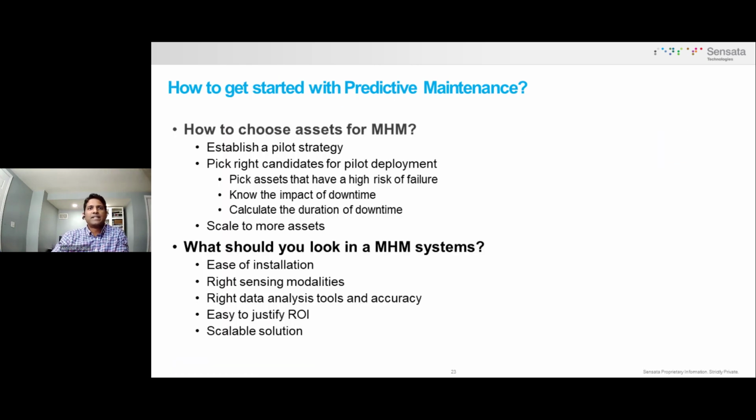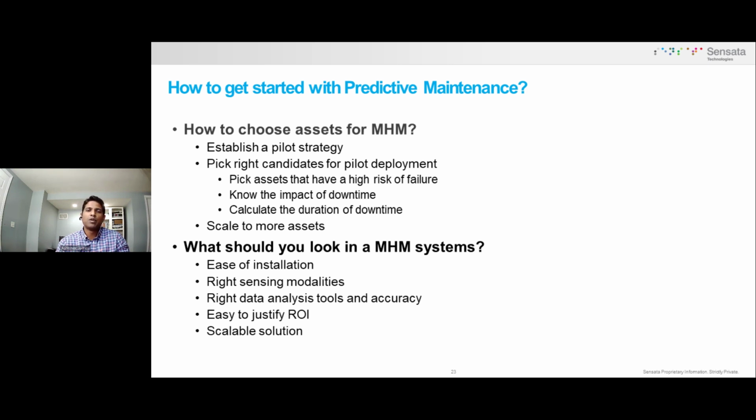So how do you get started in predictive maintenance? I would say the better question would be, how do you choose an online machine health monitoring system? The idea here is to start with a pilot strategy. The first step is to think about a pilot program and identify what candidates can be chosen for remote condition monitoring. To pick the right candidates for pilot development, there are some factors that you should consider. First is to pick assets with a high risk of failure. Look at the history of the asset.